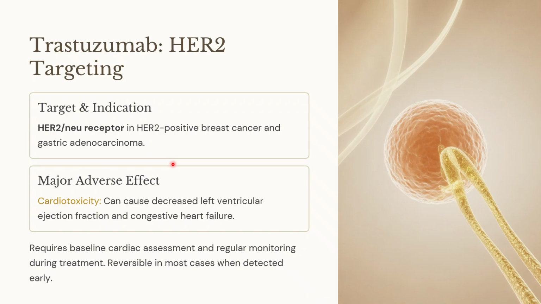Why? Because the HER2 receptor, apart from being present in the breast and the gastric adenocarcinoma cells, is also present on the cardiomyocytes. Therefore, it will also affect the cardiac myocytes, resulting in decreased left ventricular ejection fraction and congestive heart failure. You can remember it simply like it is cardiotoxic.